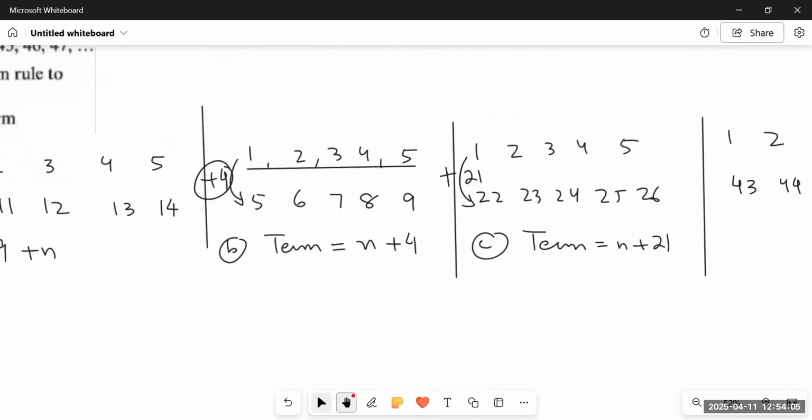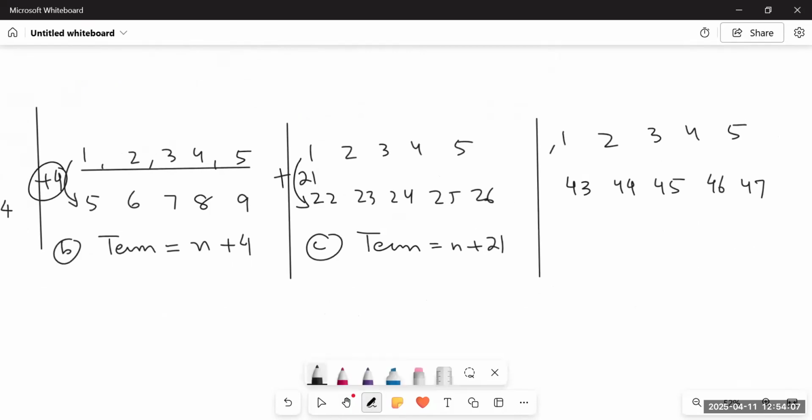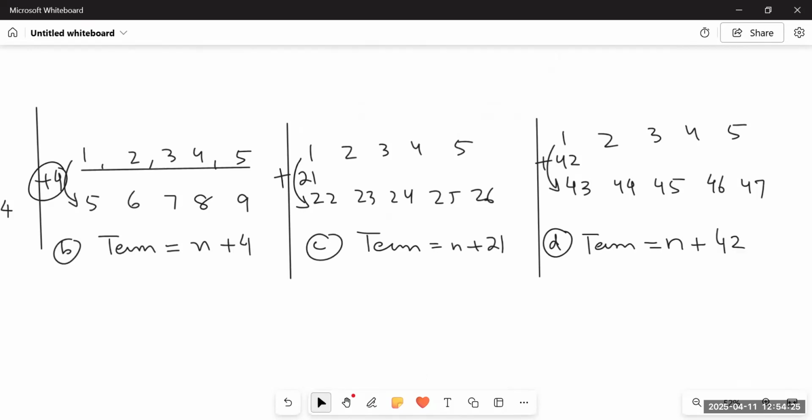First one was 43. So what are we doing? We are adding 42 every time. You can check for any number. 2 plus 42 is equal to 44, 3 plus 42 is 45, 4 plus 42 is 46, and so on. So the term would be n plus 42 for this one.